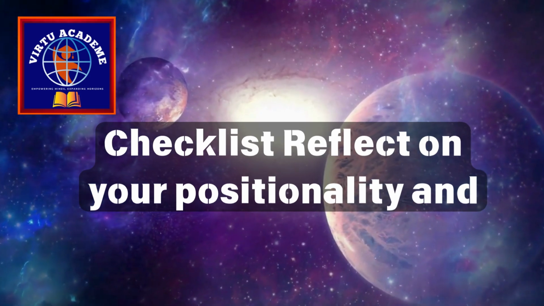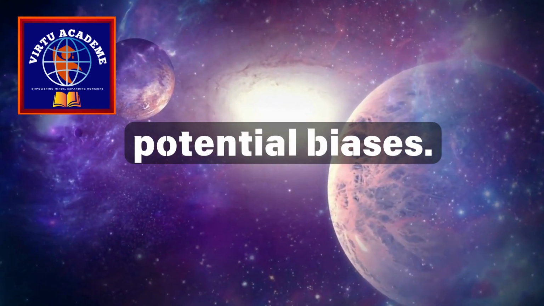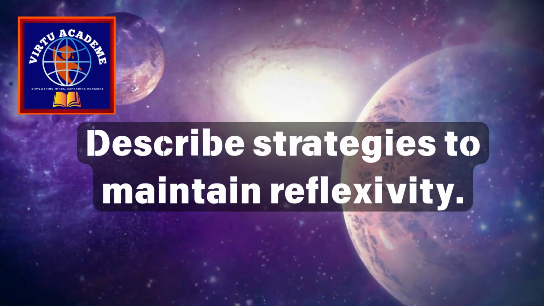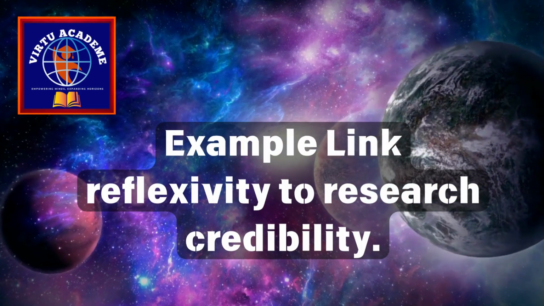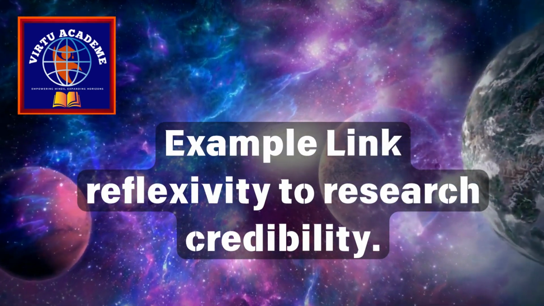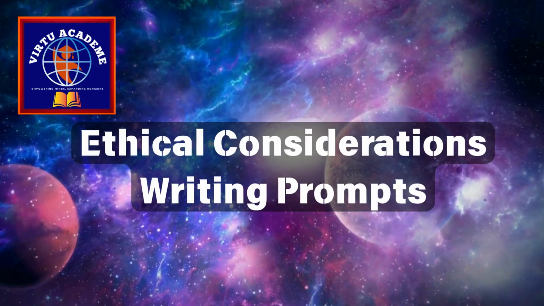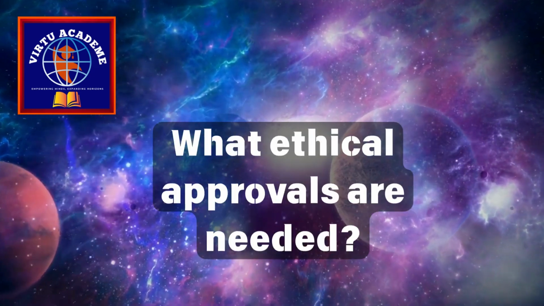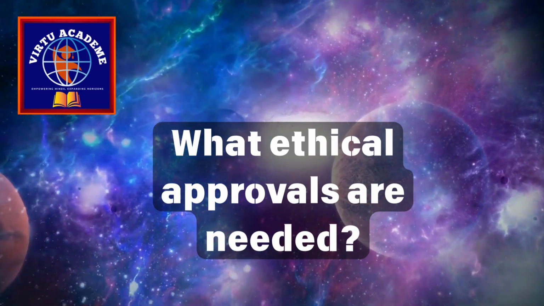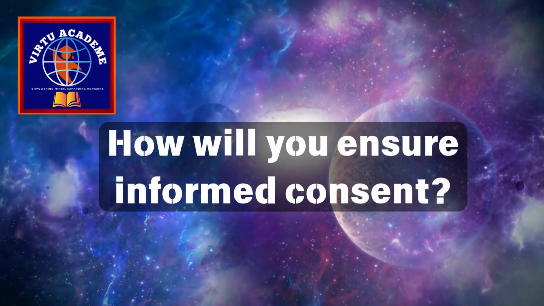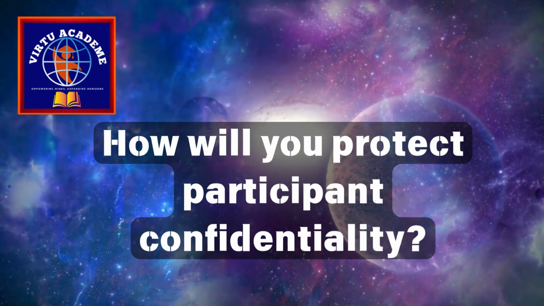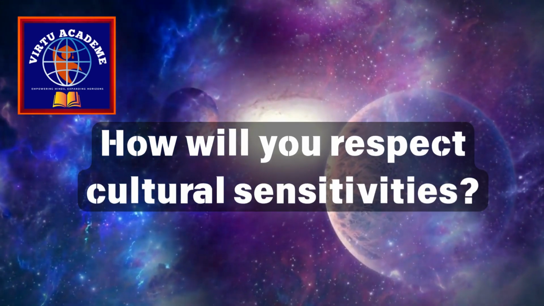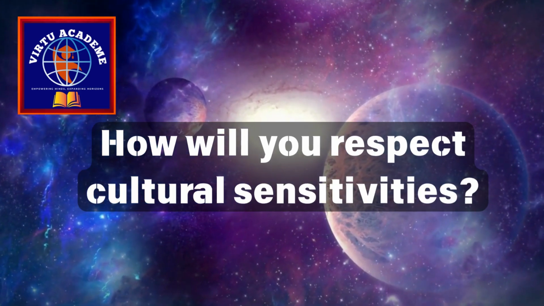Checklist. Reflect on your positionality and potential biases. Describe strategies to maintain reflexivity. Link reflexivity to research credibility. 7. Ethical considerations. Writing prompts. What ethical approvals are needed? How will you ensure informed consent? How will you protect participant confidentiality? How will you respect cultural sensitivities?